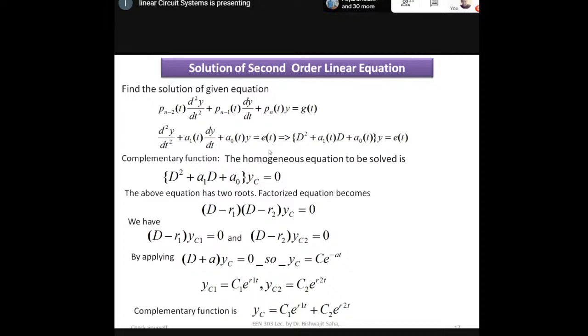Sir, in the previous slide we read that it was f of t. Yeah, in the previous slide it was f of t. Sir, but g of t divided by Pn minus 2 of t equals e of t. Yes, exactly right. Correct.